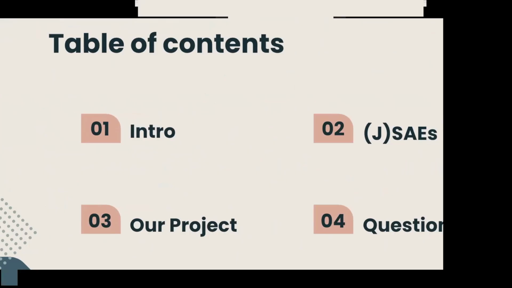So, for a quick run through of what we're going to go through today, I'm first going to give you guys an introduction to mechanistic interpretability, transformers, large language models, stuff like that. Then we're going to talk about Jacobian sparse autoencoders and sparse autoencoders in general before we dive into our project, and then we will open the floor to questions.